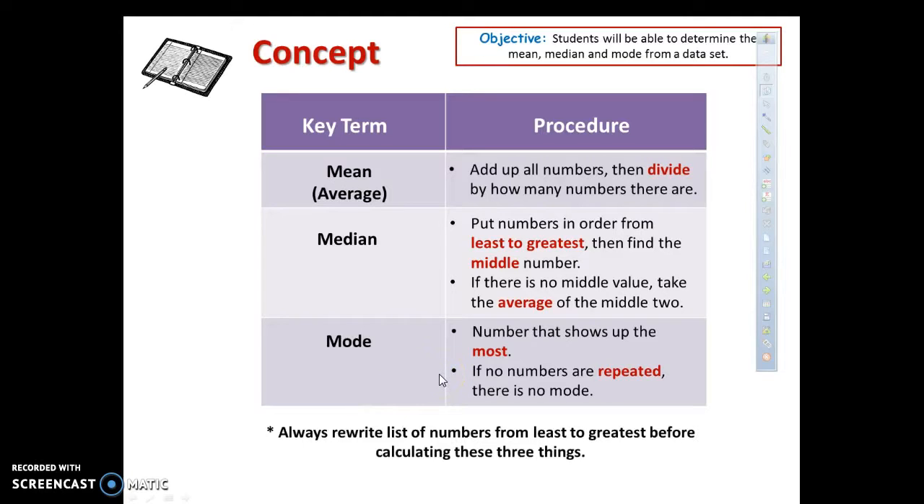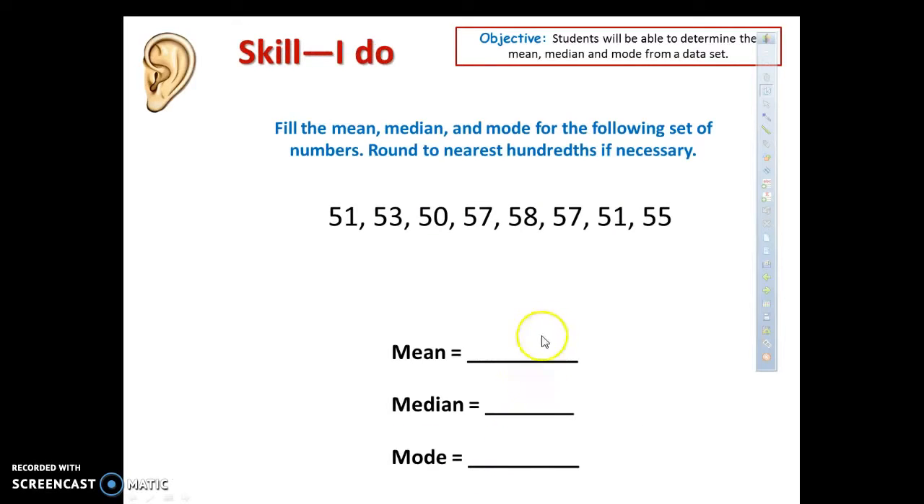Okay, and when we start all these problems, we're always going to rewrite the list of numbers from least to greatest. So make sure we do this first. Just like yesterday when we were calculating our dot plots and our histograms, we are going to put the data set in order from least to greatest. So for the first part of the lesson, we are going to calculate the mean, the median, and the mode for the following data set of numbers. Notice this is an I do, so please don't write down this one in your notes. Just go ahead and listen.